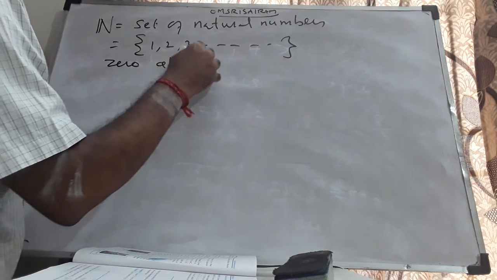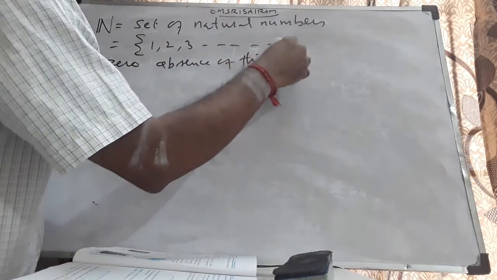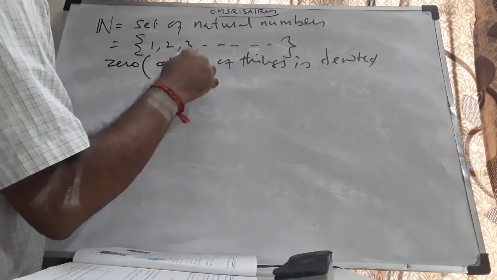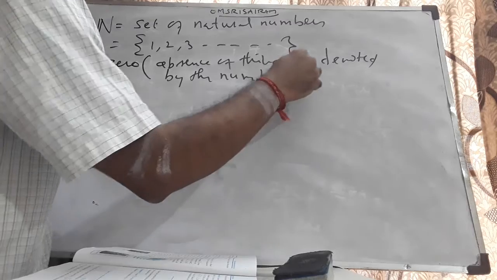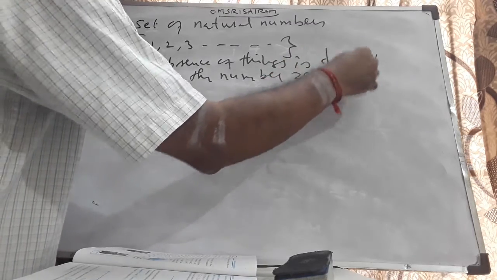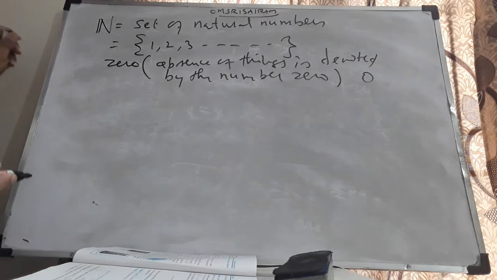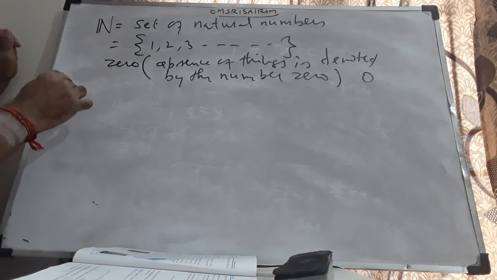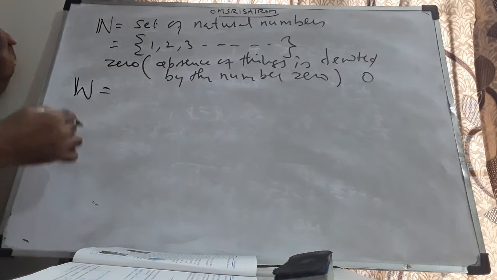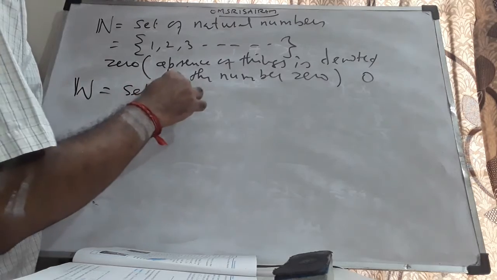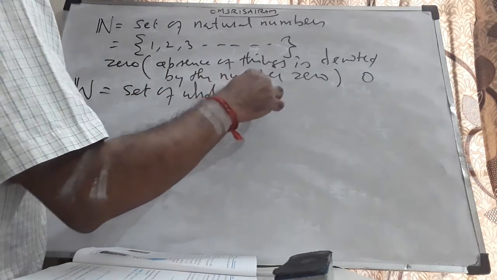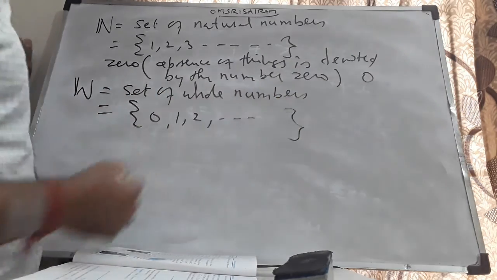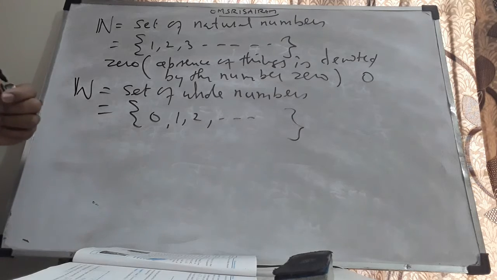Absence of things is denoted by the number 0. The notation for that is something like the O symbol. In English you know O, but it's not exactly O. Now, for including 0 along with the set of natural numbers, we have the set of whole numbers. It is denoted as 0, 1, 2, 3, etc., to infinity.